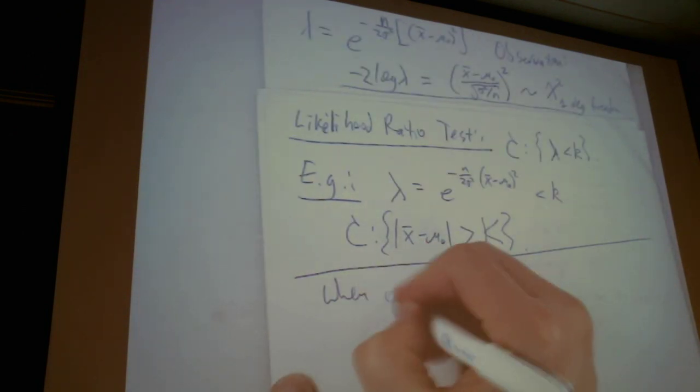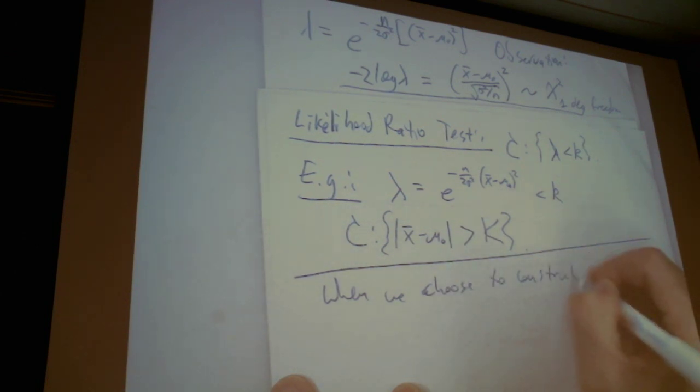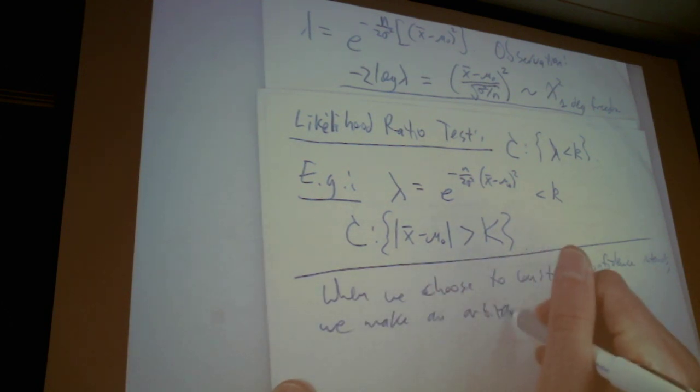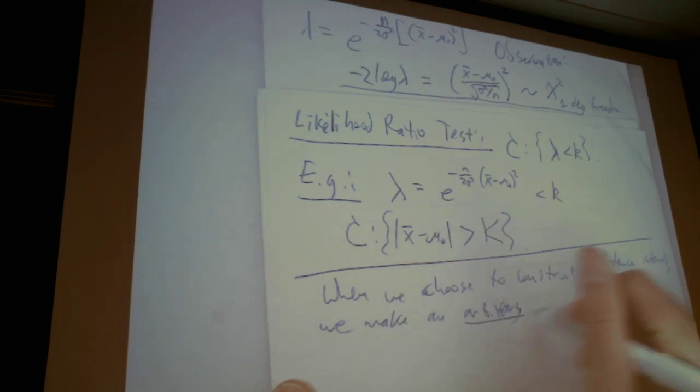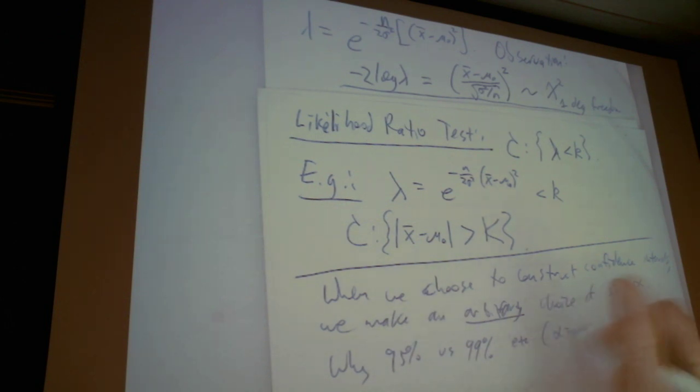So when we choose to construct confidence intervals, we make an arbitrary choice of the size, alpha, or the confidence, 1 minus alpha times 100%, right? Why 95% versus 99%, etc. In other words, alpha is 0.05 or 0.01.